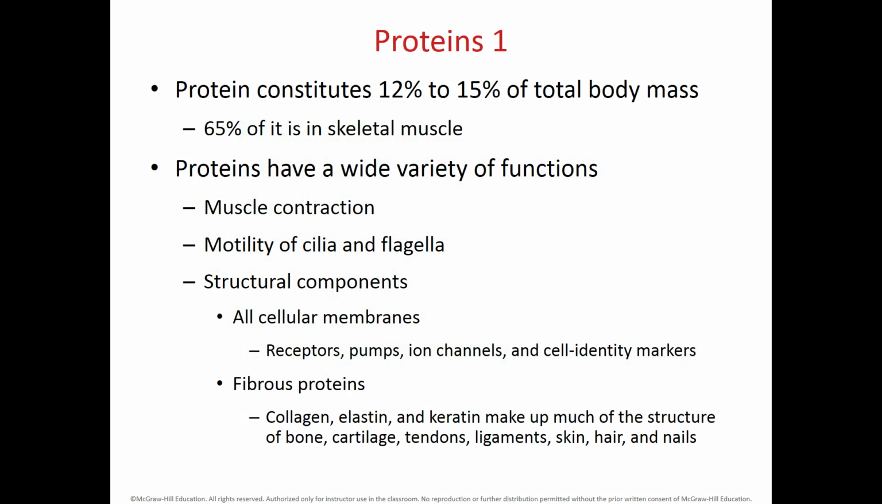Now for the proteins, they form 12 to 15% of our body mass. 65% of the proteins is found in the skeletal muscle, and they have several functions. Among some of them is contraction of muscles, motility of the cilia and flagella within the cells, forming protein channels, forming fibrous proteins like collagen fibers, collagen within cartilage, bone, within tendons, ligaments, etc.